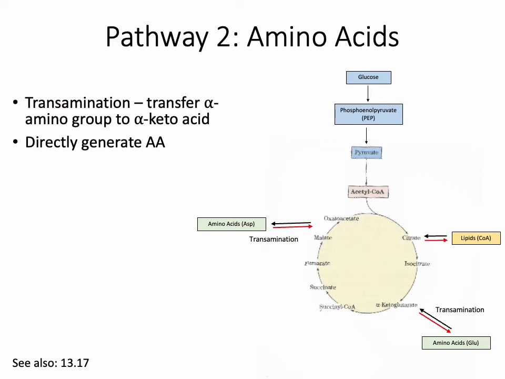The second set of slides starts looking at the conversion of amino acids from our various citric acid cycle intermediates. This occurs via the transamination reaction. In the transamination reaction, we're transferring alpha amino groups to alpha keto acids. And this can be used to directly generate amino acids from either oxaloacetate or alpha ketoglutarate.